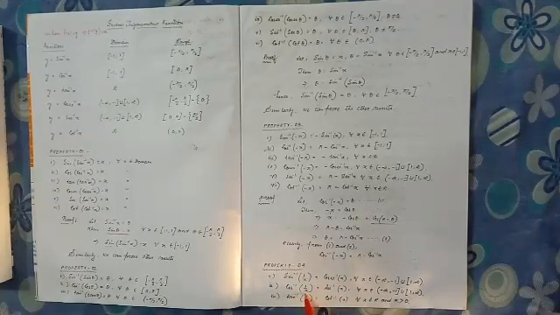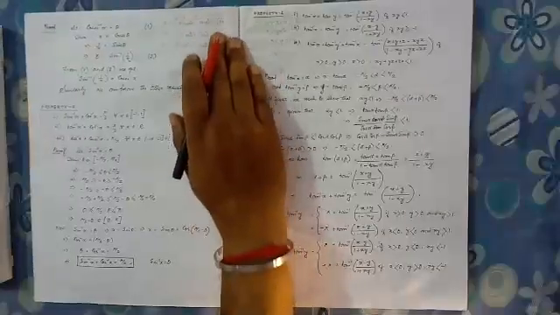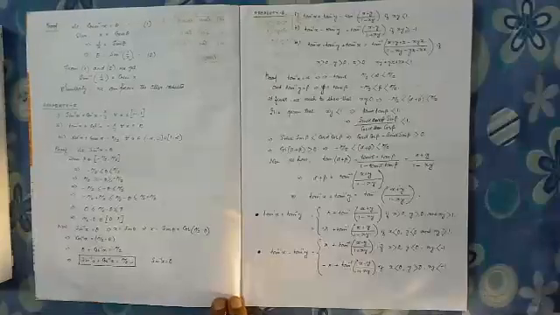Cos inverse 1 by x is equal to sec inverse x for all x belongs to open interval minus infinity to minus 1 closed interval union closed interval 1 to infinity open interval. Tan inverse 1 by x is equal to cot inverse x for all x belongs to R and x greater than 0. Now here again I am giving one proof.